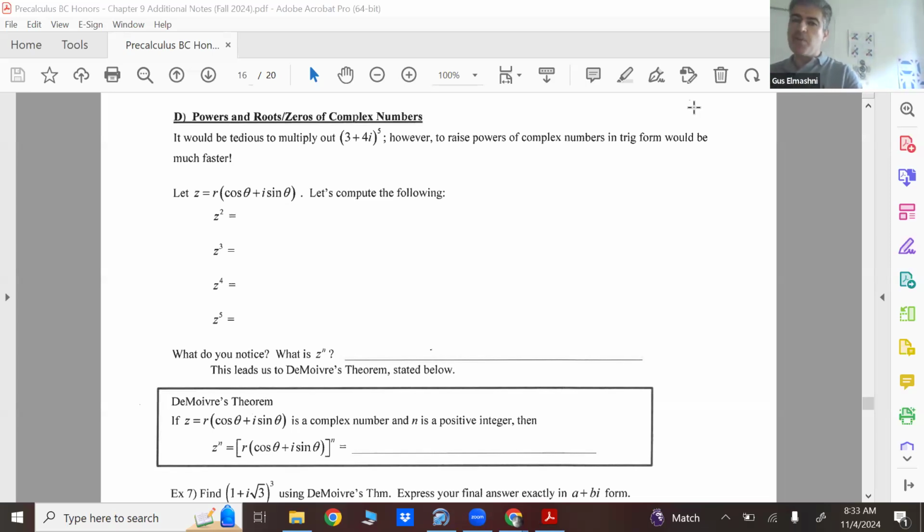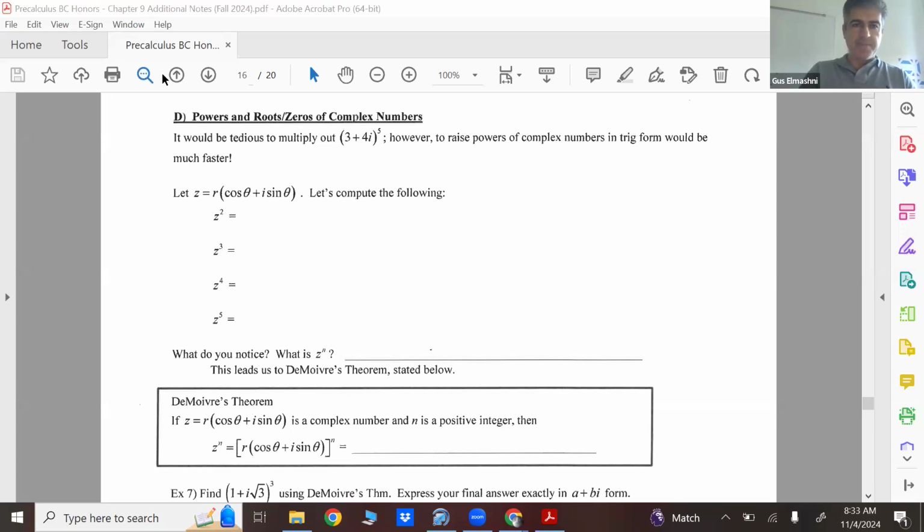We have so many to do. So we need a better approach. To be honest, this is the true reason why mathematicians discovered that we can convert this to a trigonometric form and have a more efficient way of expanding this. So for example, let's say z equals r cosine theta plus i sine theta.